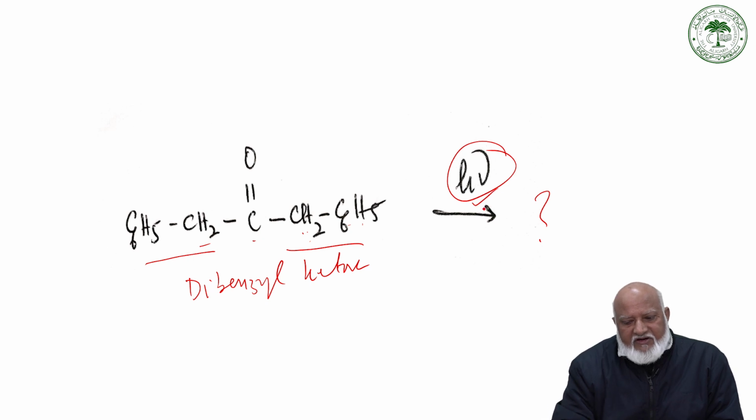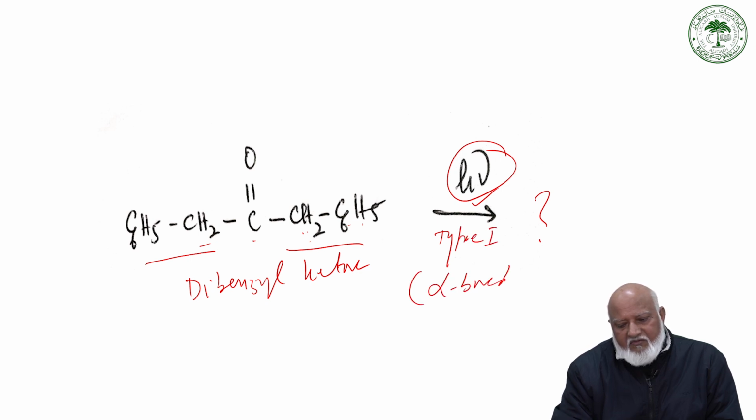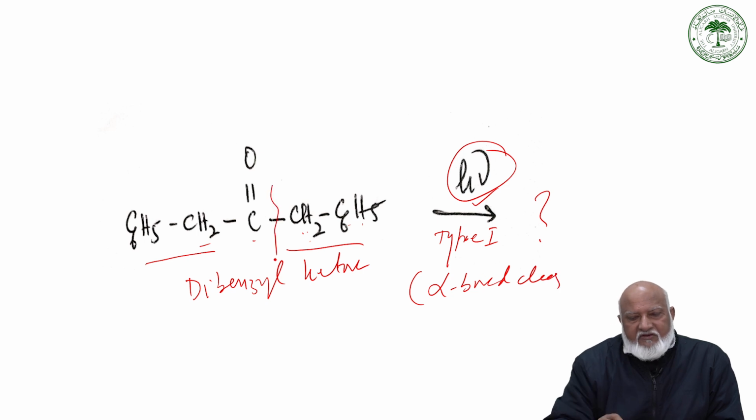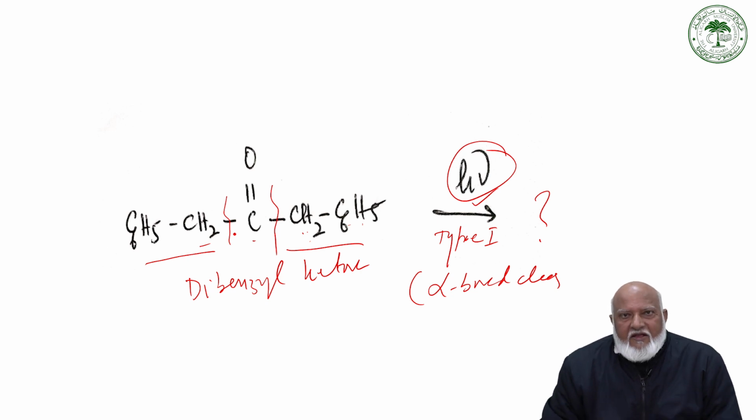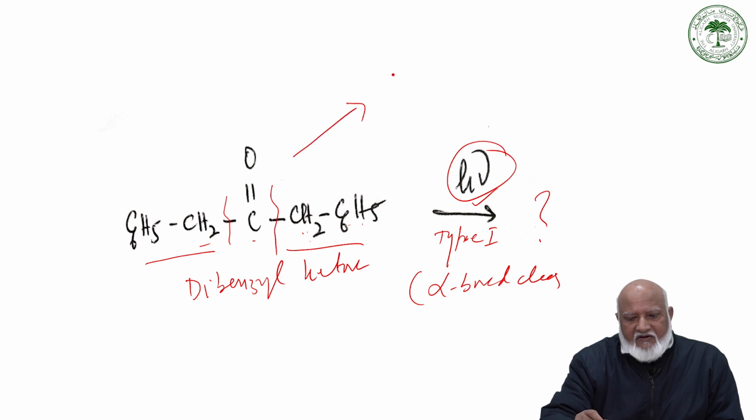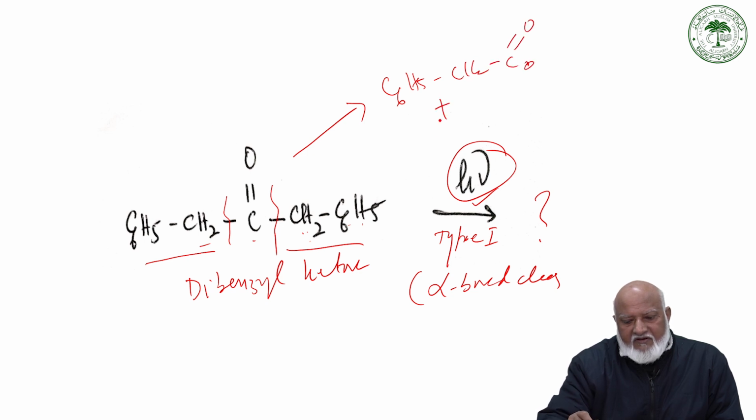We know that under photolytic condition an aliphatic ketone undergoes a type 1 reaction, which is nothing but alpha bond cleavage. So there is a cleavage of this or this bond. It is a symmetrical molecule with a benzyl group on either side, so it is going to give a similar radical. This can give C6H5 CH2 C double bond O radical plus CH2 C6H5 radical.